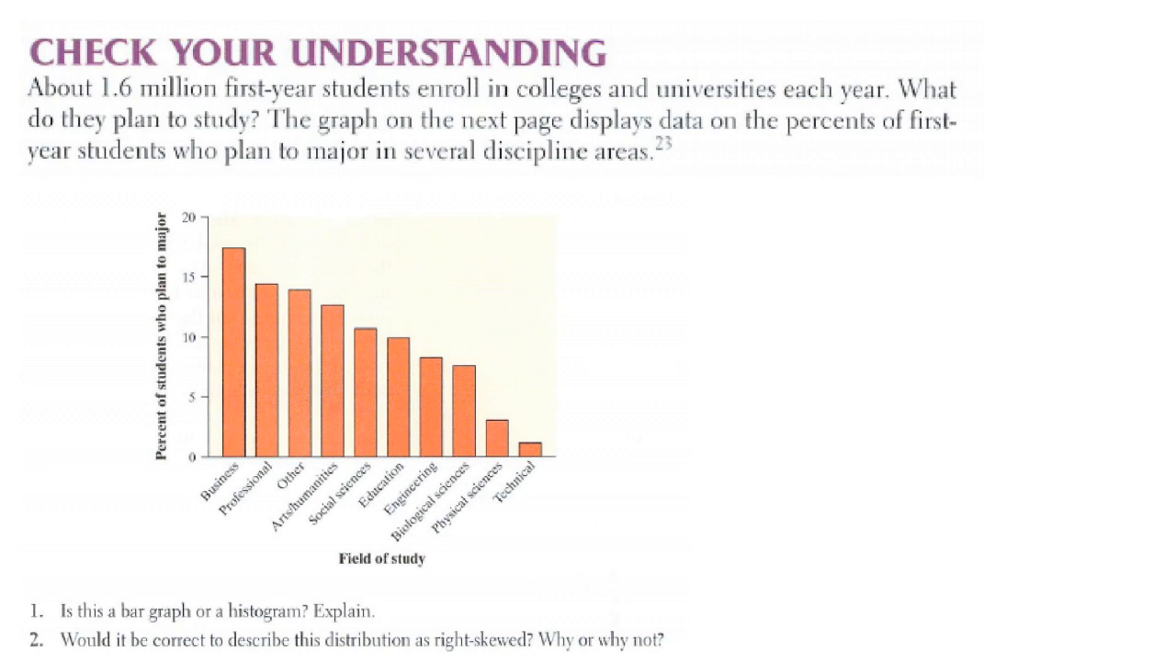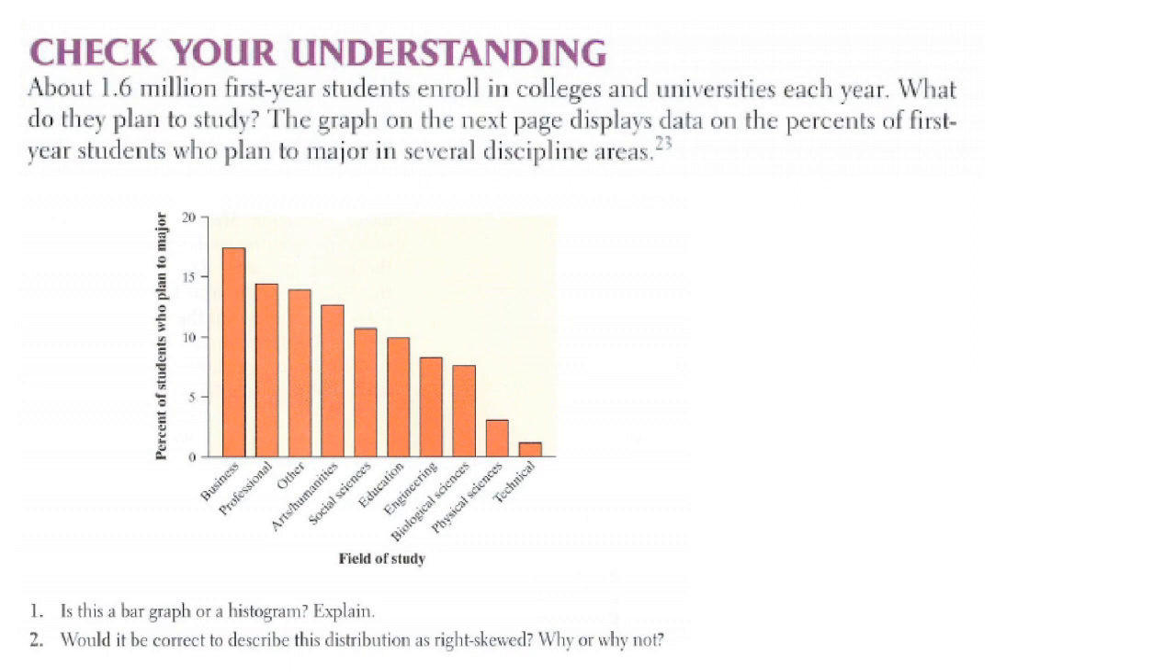So let's take a look at this final question here. About 1.6 million first-year students enroll in colleges and universities each year. What do they plan to study? The graph on the next page displays the percents of first-year students who plan to major in several discipline areas. So the first question here is asking us, is this a bar graph or is it a histogram? And we have to explain why.